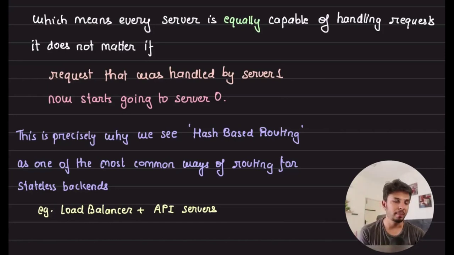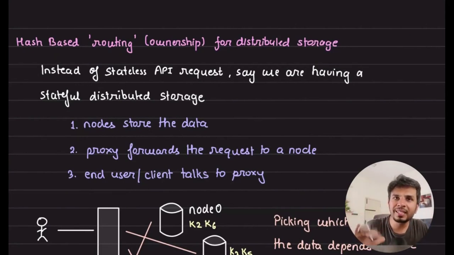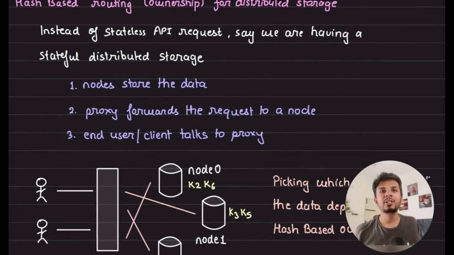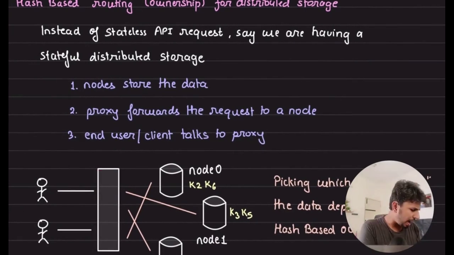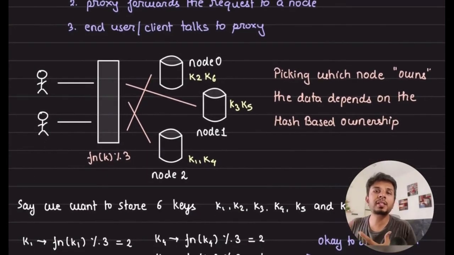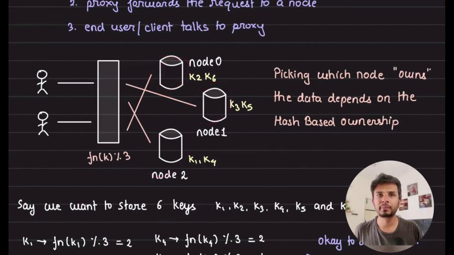Got it? Okay. But now, what happens when, instead of stateless API servers, you have something stateful? Let's say distributed storage. Fancy words, I'll help you understand. Let's say you have a proxy, load balancer kind of stuff, but proxy is a better word for this. So now let's say you have a distributed storage. Instead of API servers, you have storage nodes, right? You have a distributed key value store.